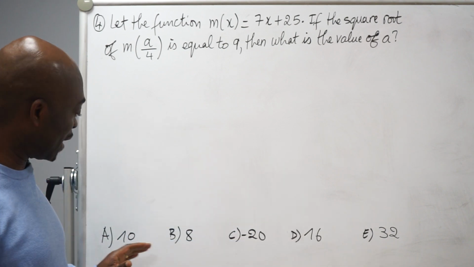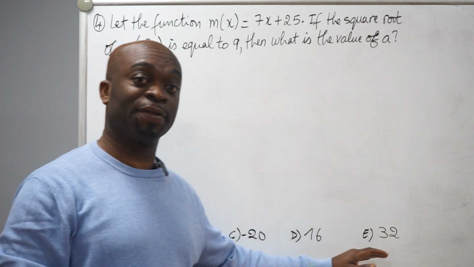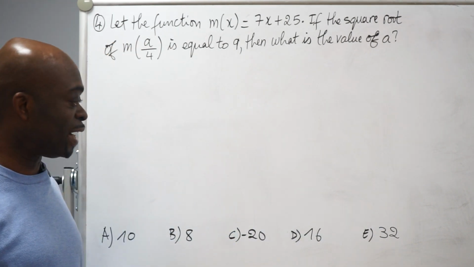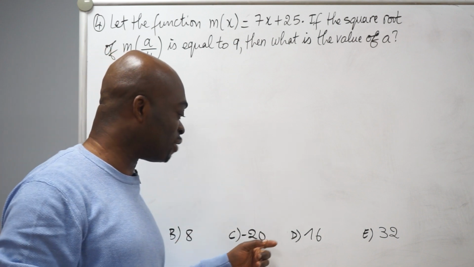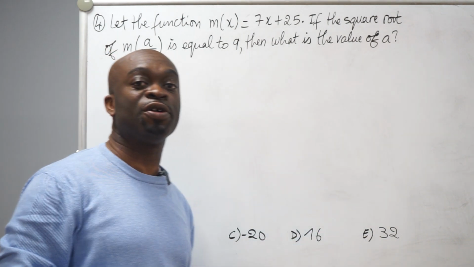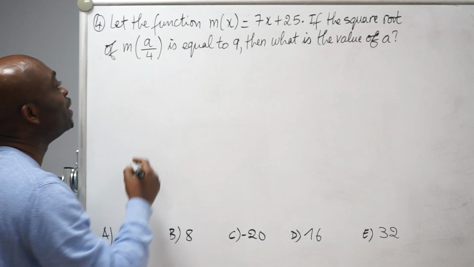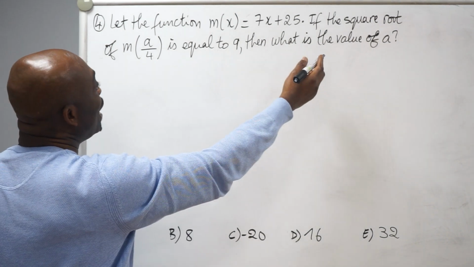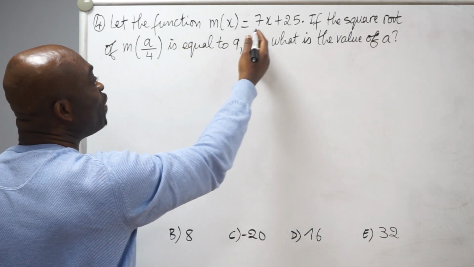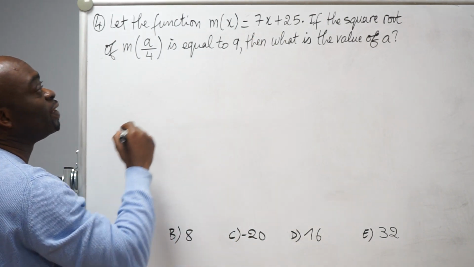Now also take into account that we have various responses here. We have 5 of them, and which one is going to be correct? So A is 10, B is 8, C is negative 20, D is 16, E is 32. Let's go for it. So what can we do? And what are we looking for? We're looking for a. We know m of x, which is 7x plus 25.